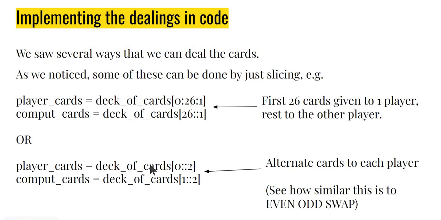I say, look, give cards start, stop, steps. So I'm going all the way to the end in, let's say, steps of 2. So basically, all even number cards go to the player. All odd number cards go to the computer. Now, in fact, very interesting. See how similar this is to even or swap, what we did in the secret messages, except that there we were working with strings. Now we are working with lists. But remember, slicing works with both of them exactly identically.